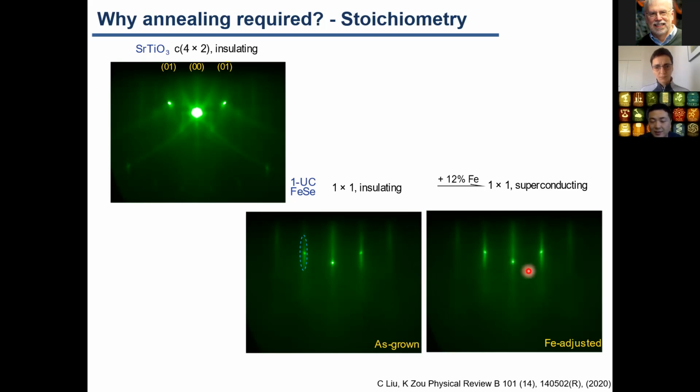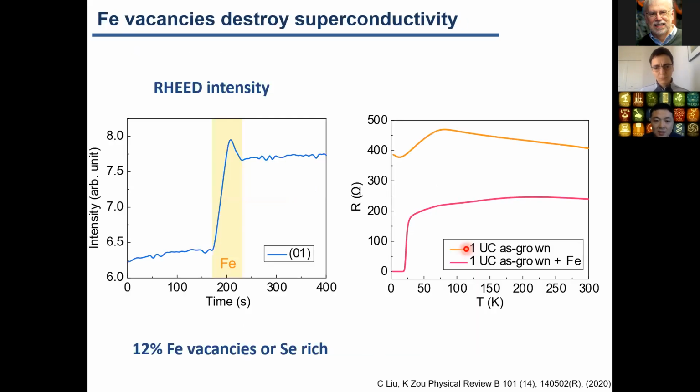So what we can do is monitor it with the RHEED intensity. These are RHEED measurements, and usually a higher RHEED intensity means better film quality. So we can use the RHEED intensity to help us track where to stop, meaning how many percent of iron we should add to the films. It turns out that when we add about 12% of iron, we reach the maximum of the RHEED intensity.